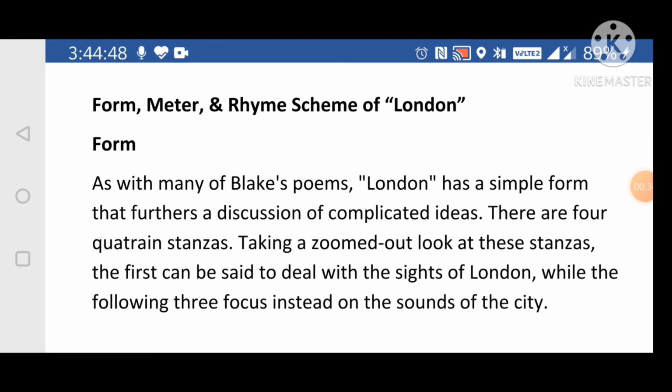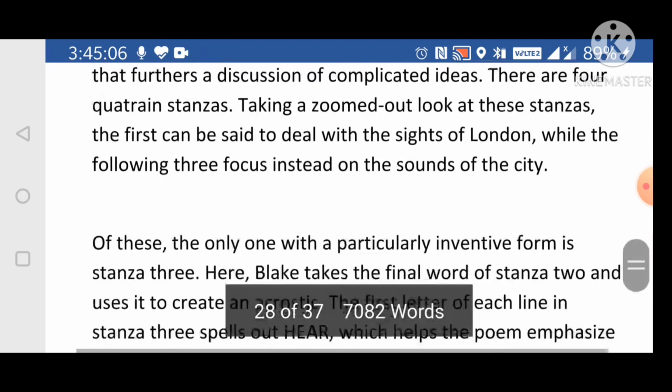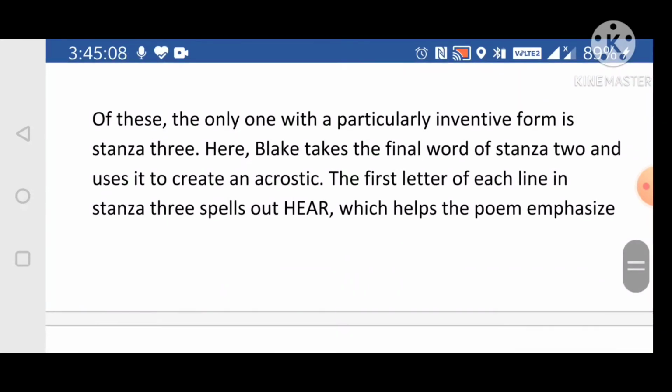There are 4 quatrain stanzas. Taking a zoomed out look at these stanzas, the first can be said to deal with the sights of London, while the following 3 focus instead on the sounds of the city. Of these, the only one with a particularly inventive form is stanza 3. Here Blake takes the final word of stanza 2 and uses it to create an acrostic.